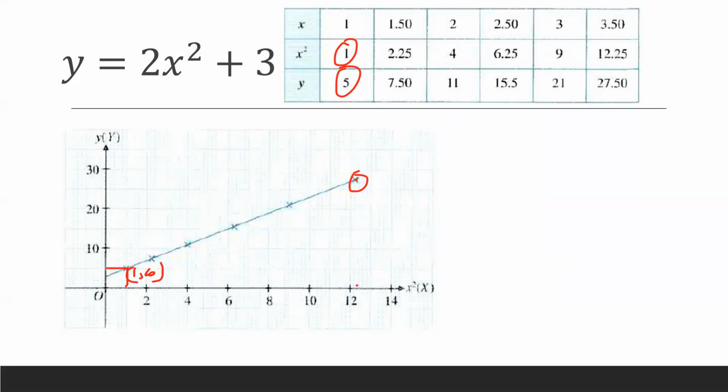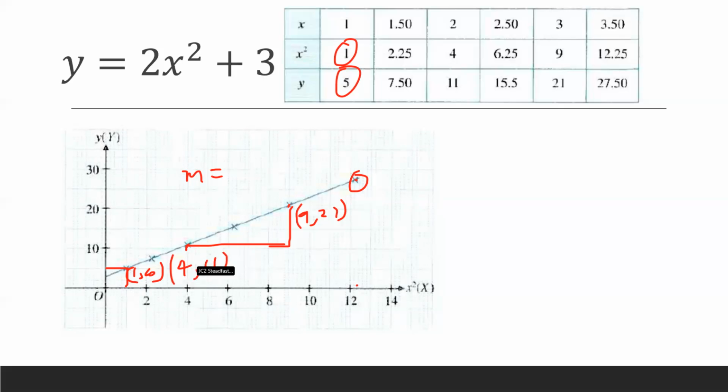So when you plot y against x squared, you can see it has given you a straight line. Now in this straight line, if you try to find the gradient, let me choose maybe this point here, 4, and this one here. So if I choose this point here, this is 9, 21 and 4, 11.